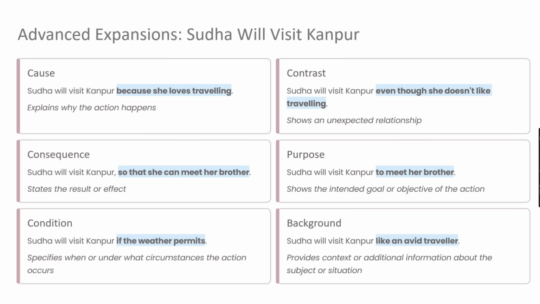Now we are adding purpose. What is the purpose of her visit to Kanpur? To meet her brother. Now we are setting condition. Sudha will visit Kanpur only if the weather permits, only if the train tickets are booked, only if the reservation is done. And in the last, we are adding background detail. Sudha will visit Kanpur like an avid traveler.